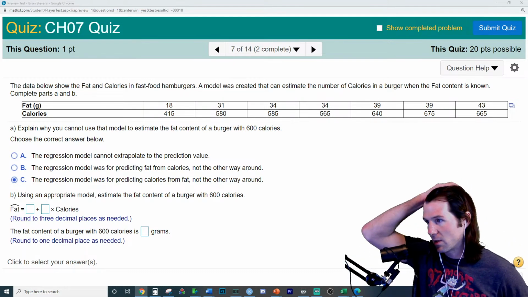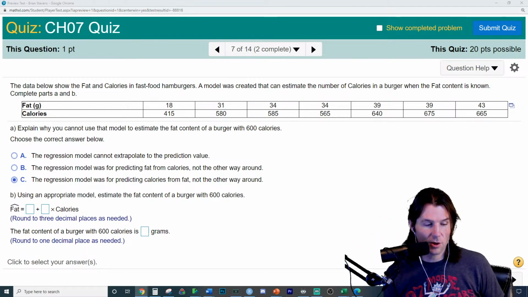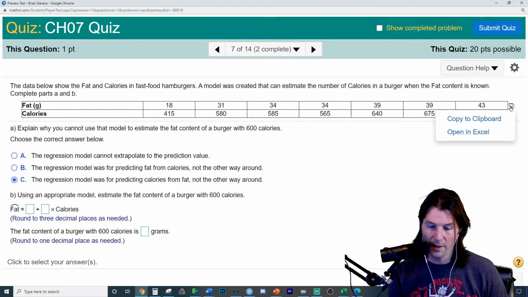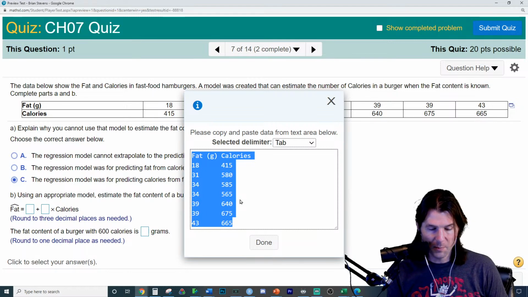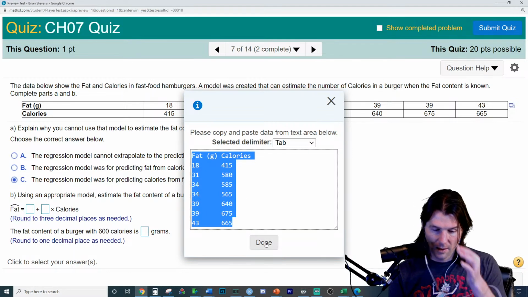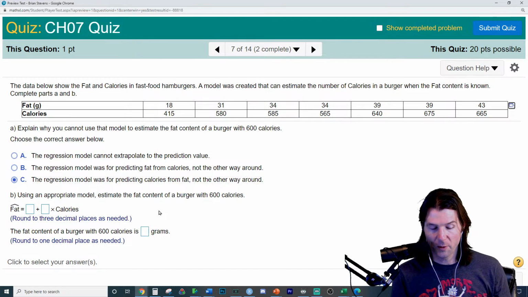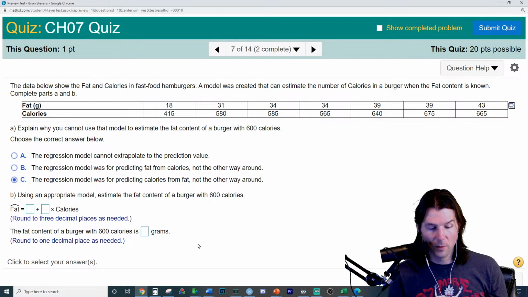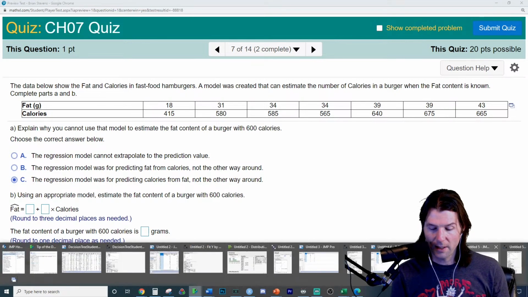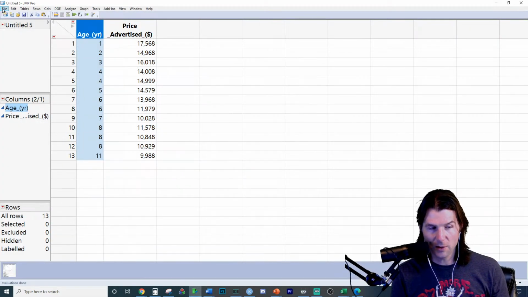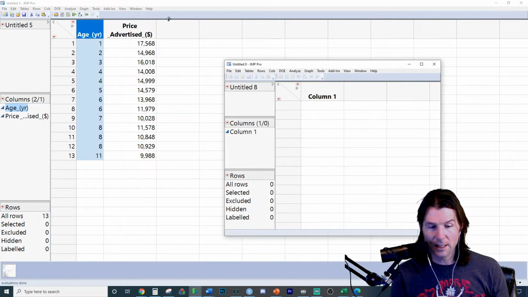Okay, let's go ahead and take this and bring this over to JMP because JMP's going to make our life way easier. Copy to clipboard, copy, there we go. Use an appropriate model, estimate the fat content of a burger with 600 calories. So we need to put this into JMP right here. JMP's going to make our life 100 times easier with File, New Data Table.